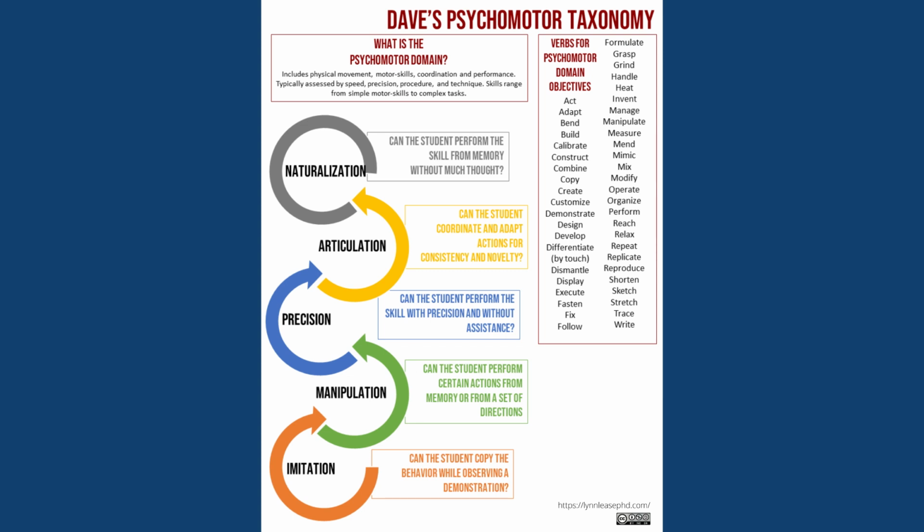Manipulation, and then moving on to precision, articulation, and naturalization. And over here we have verbs for the psychomotor domain objectives, and you could consider plugging any of those verbs into the formula that I gave you earlier for writing a learning outcome.